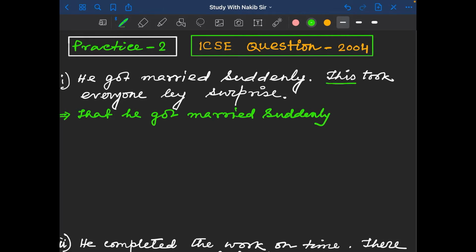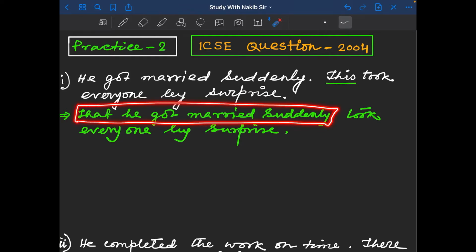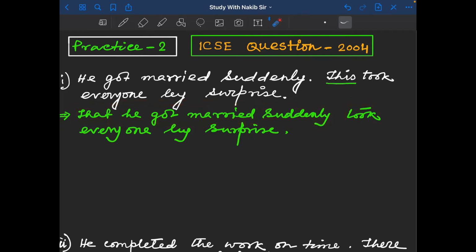Now this place is fulfilled. Now use this part. Took everyone by surprise. Okay, you know that he got married suddenly is the subject. It's the subject of this verb, took everyone. So it is a noun clause. Okay, and you can use this in another way, as a postponed subject.